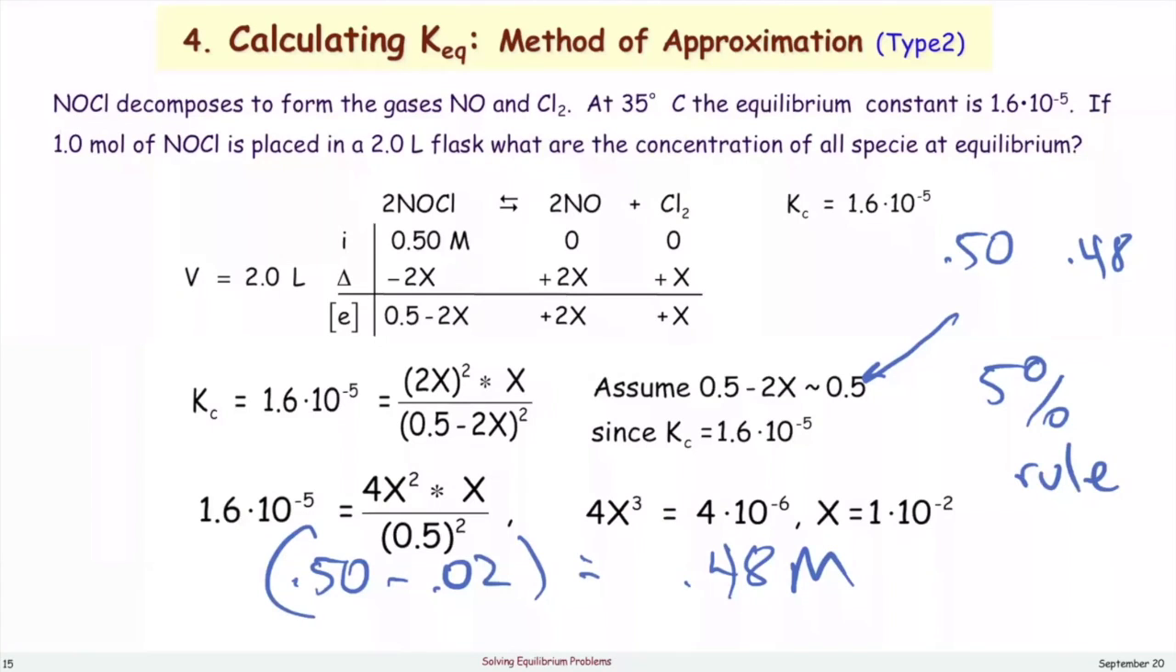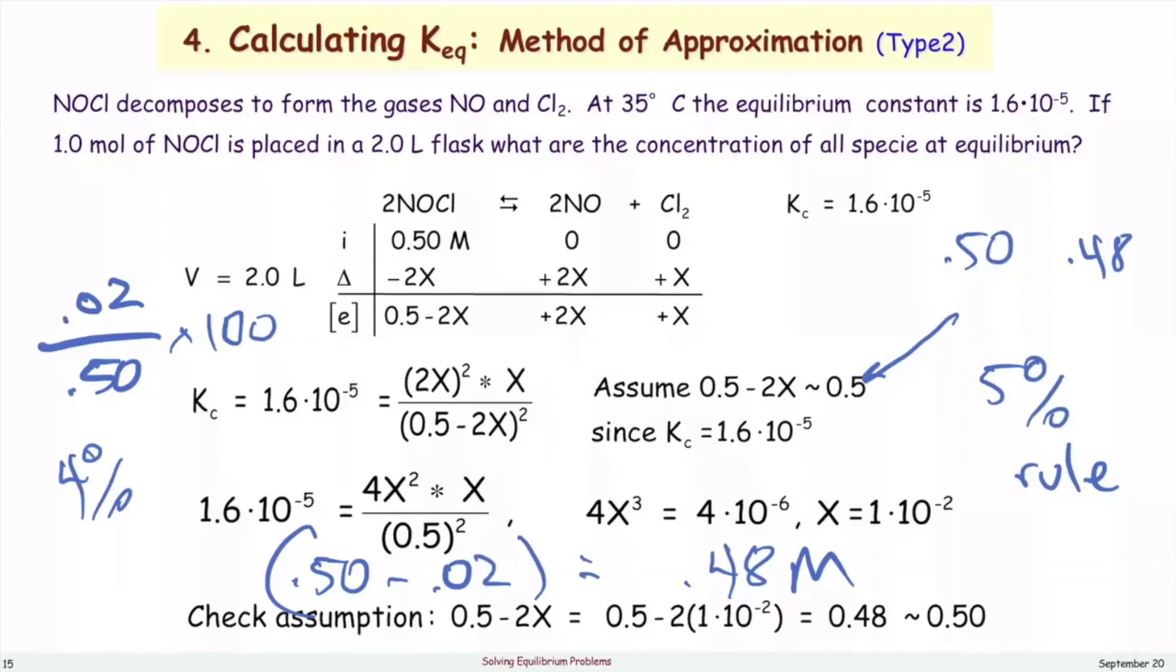If the delta is more than 5% of the initial concentration, then you need to do a second iteration. If it's below 5%, your assumption was good. So what is the 5% rule in this particular case? We have 2x here, so that's 0.02, divided by 0.50. If we multiply that by 100, we can see that 0.02 divided by 0.5 is 4%. So it's within the 5% rule.